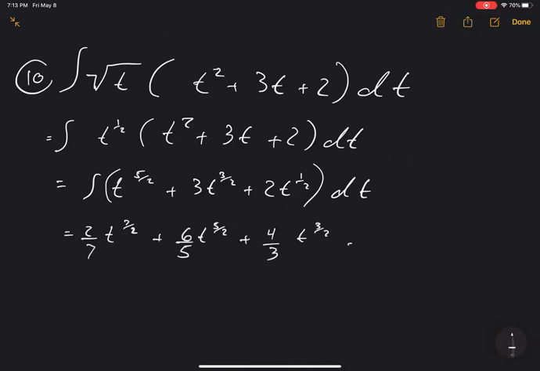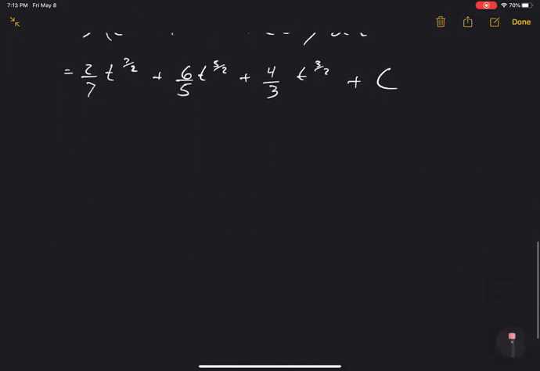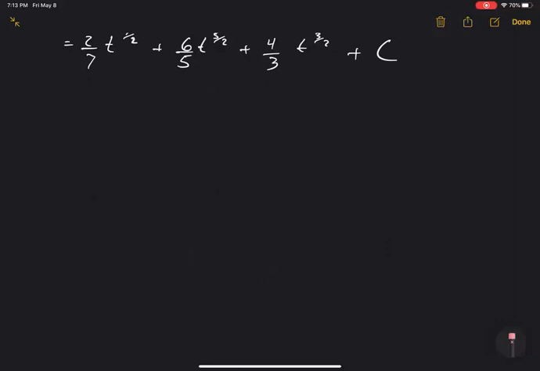So my answer should be this. I might have made a little mistake in this mental math, so feel free to check me, but the exponents should be right, and that looks good to me. Okay, let's see number 11 now.